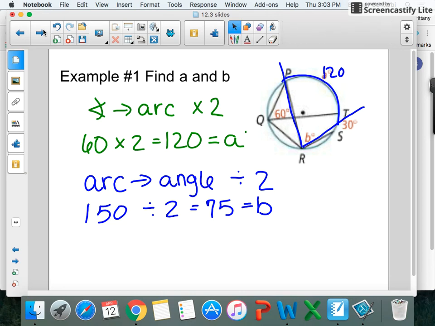So again, you first need to determine if you're given the angle or the arc, and then figure out what you're finding so that way you can determine if you're going to multiply or divide.